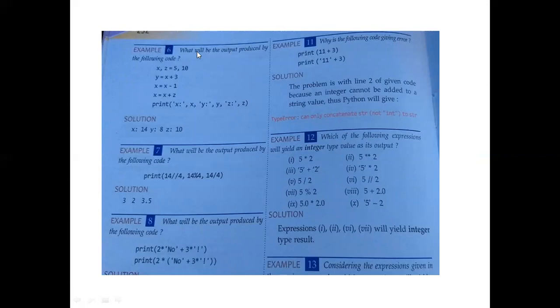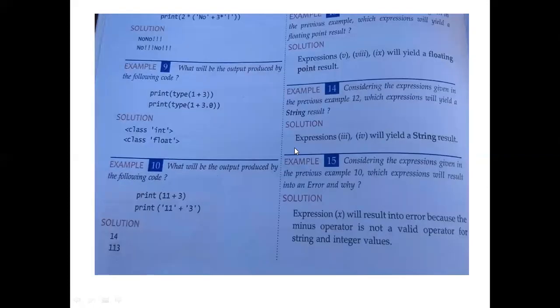So what will be the output produced by the following code? You have to evaluate these. Okay, so see all these examples, and this is the completion of operators in Python. Thank you.